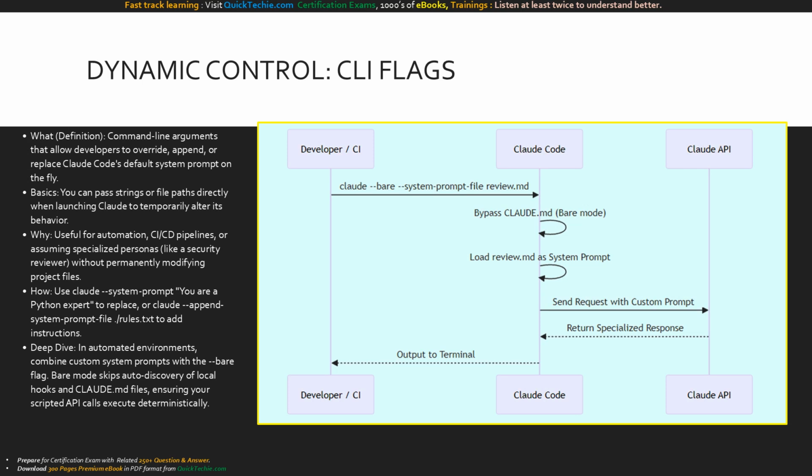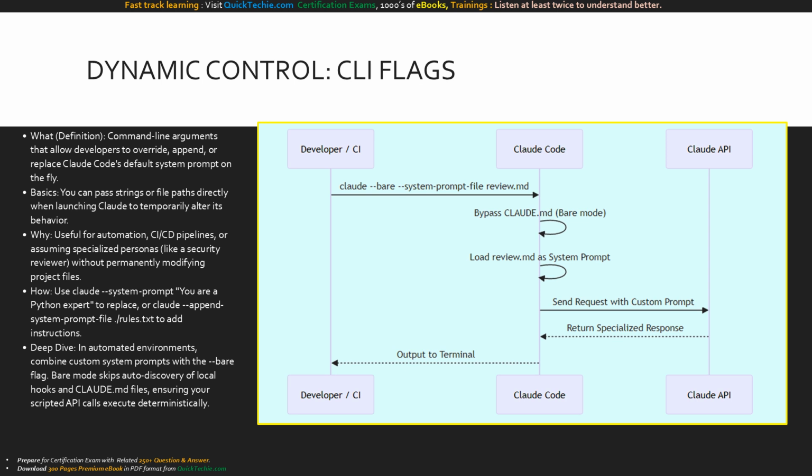Sometimes you need to change Claude's behavior dynamically without altering your project files. This brings us to CLI flags. What are they? Command line arguments that let you override or append to the system prompt on the fly. The basics involve passing a string or a file path right when you execute Claude Code. Why would you do this? It is absolutely essential for CI/CD pipelines or when you want Claude to adopt a temporary, highly specialized persona like a ruthless security auditor.